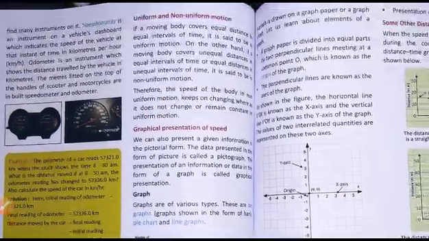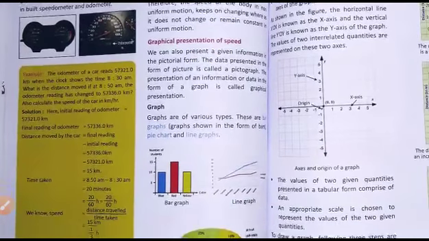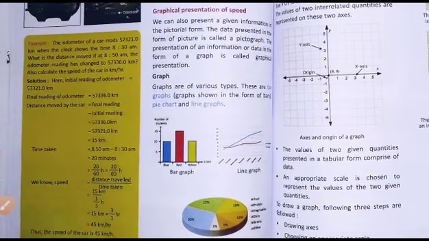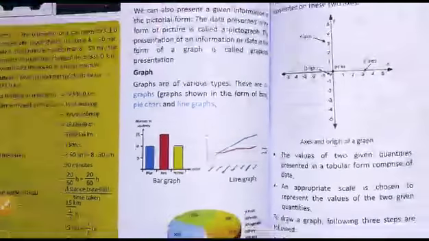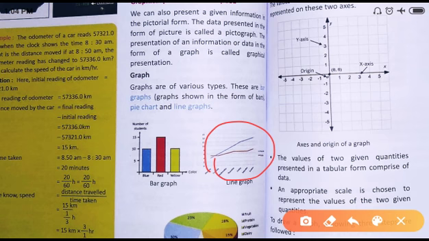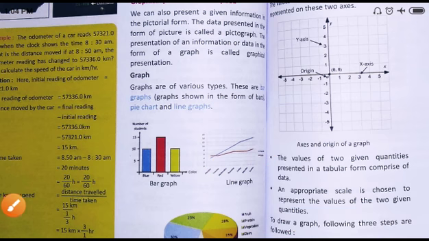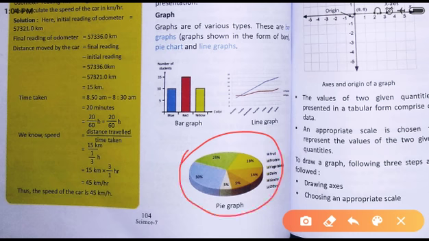Graphical presentation of speed. Here you can see some graphs, bar graph and line graph. So graphs of various types. These are bar graphs, which is vertical lines, colors in blue, red and yellow. And line graphs, you can see there are two lines shown in graphs here. These are line graphs. And the other is pie graph, in which a circular section is divided in subsections equal to their ratios.